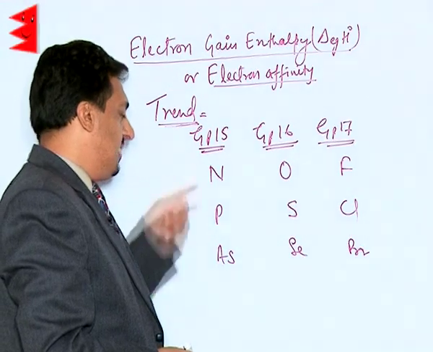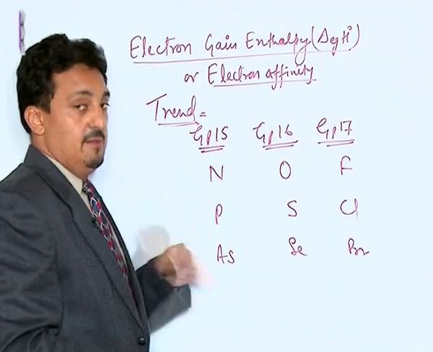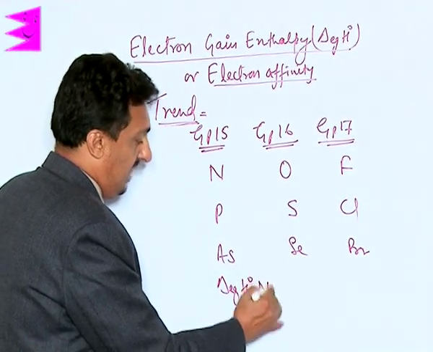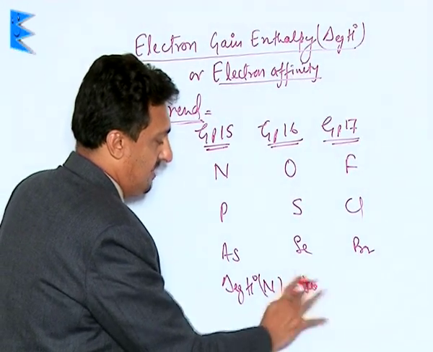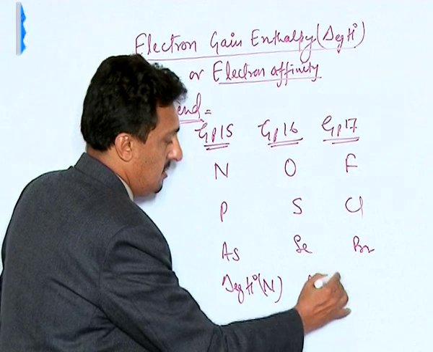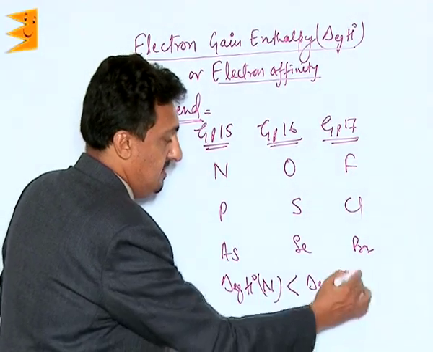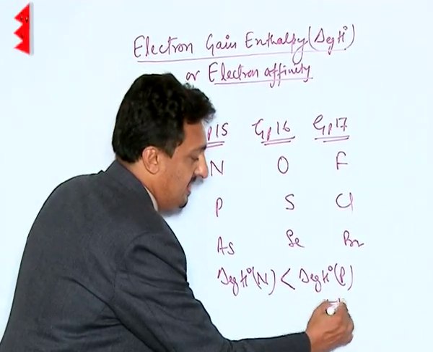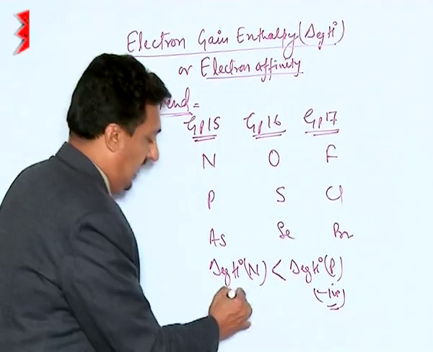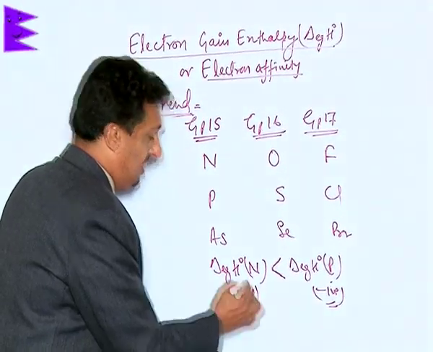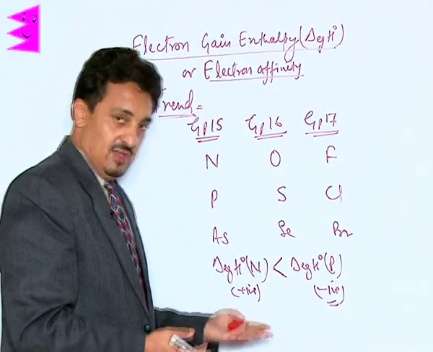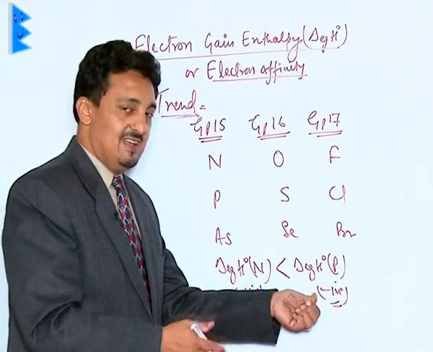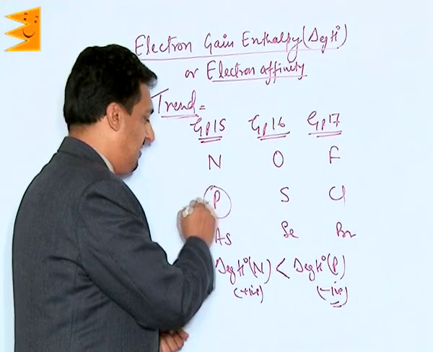As I have told you, as we move down, the electron gain enthalpy decreases. But when we compare the electron gain enthalpy of nitrogen with that of phosphorus, phosphorus has a higher value. In fact, the electron gain enthalpy of phosphorus is negative and of nitrogen is positive. So remember, we are talking in terms of the value. Here the energy is spent, and in this case the energy is released. So it is higher in the case of phosphorus.